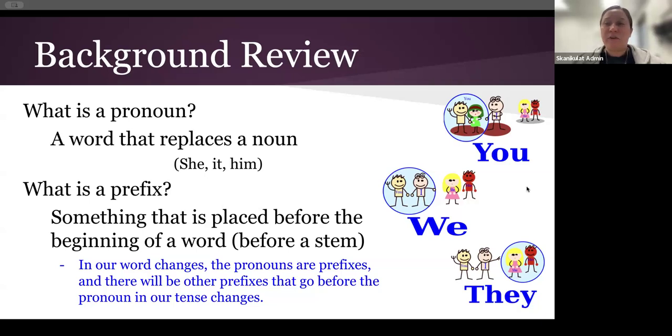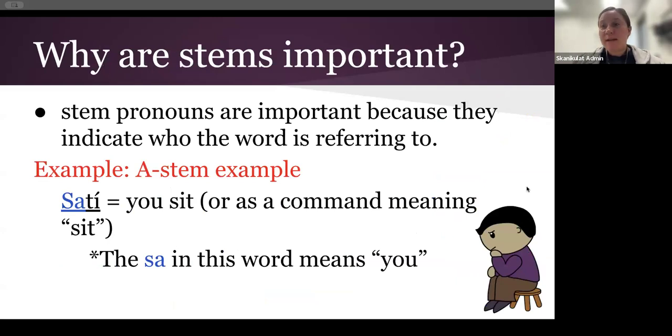But in our verb changes or our word changes, the pronouns are prefixes. There's other prefixes that go before the pronouns, but that we'll look at a little bit later in this lecture. So I just want you to know that the pronouns are always prefixes, and they go before a verb root. So why are stems important?